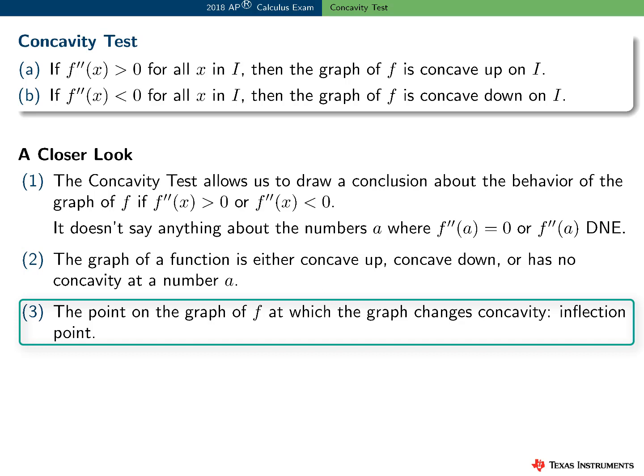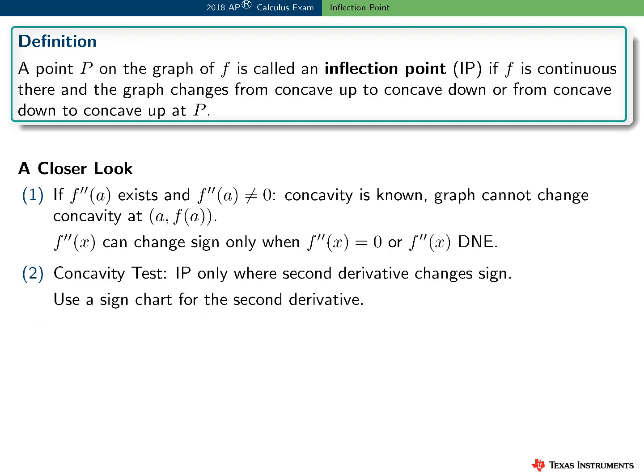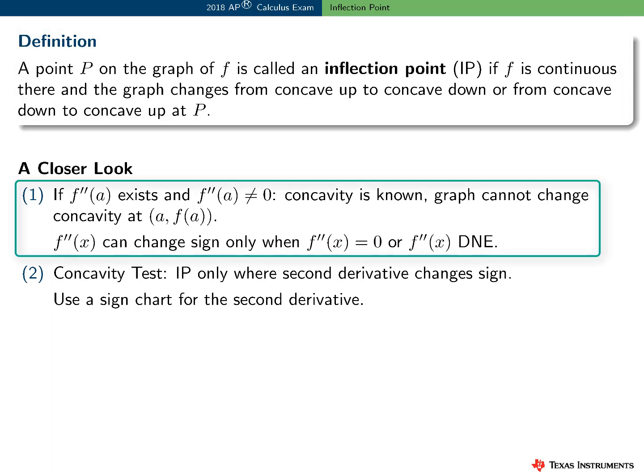And the point on the graph of f where the graph changes concavity is called an inflection point. And let's get a more precise definition. A point P on the graph of f is called an inflection point if f is continuous there and the graph changes from concave up to concave down or from concave down to concave up at P. Let's take a closer look at this definition.